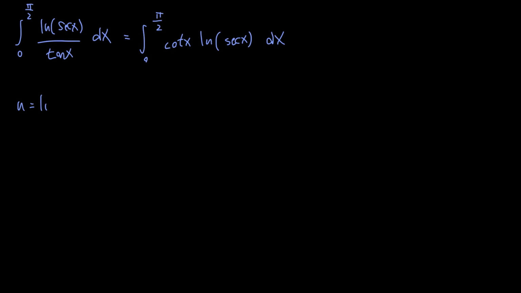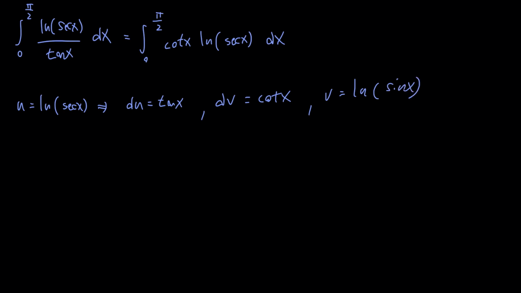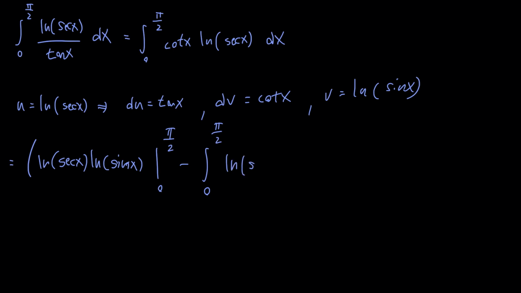So we'll let u equal the natural log of the secant of x, which means that du equals tangent of x, and dv equals cotangent of x, so that v equals the integral of the cotangent, which is the natural log of the sine of x. So this is equal to the natural log of the secant of x times the natural log of the sine of x from 0 to pi over 2, minus the integral from 0 to pi over 2 of the natural log of the sine of x times the tangent of x dx.